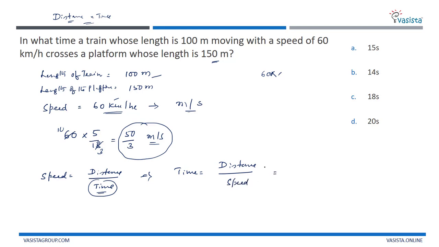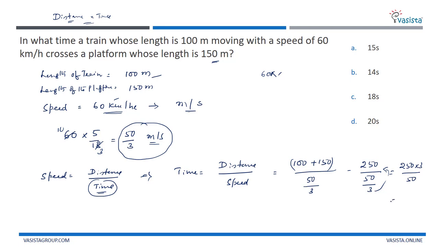What is the distance? Here we need to consider both distances, that is the length of the train as well as the length of the platform. Length of the train is 100 meter and the length of the platform is 150 meter. So that divided by the speed of the train, which we calculated as 50 divided by 3. Now this becomes 100 plus 150, that is 250, divided by 50 by 3 again. So the 3 goes to the numerator, that will become 250 into 3 divided by 50.